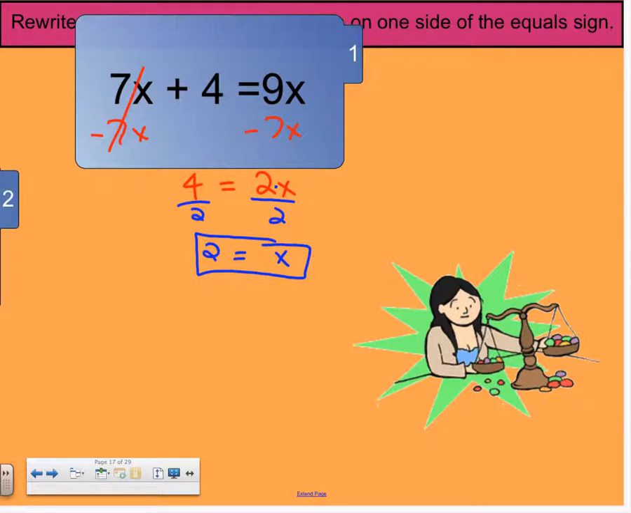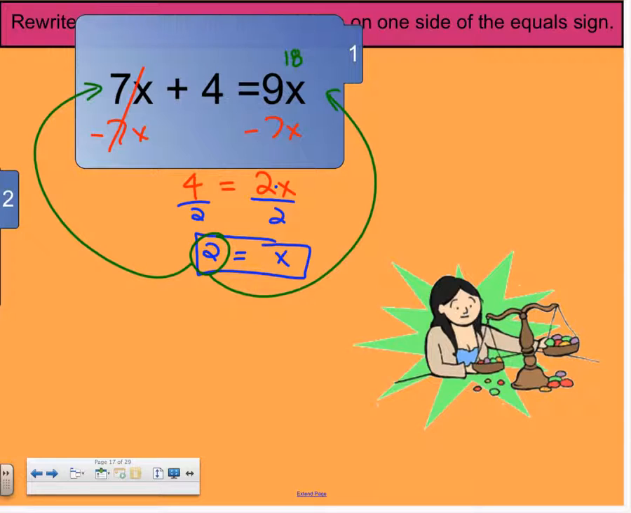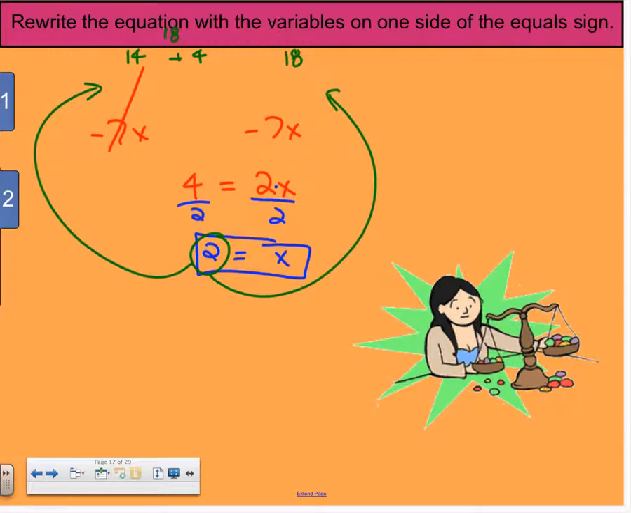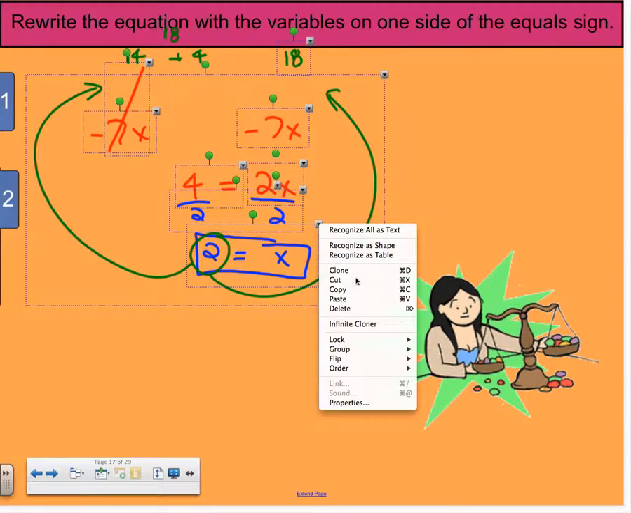Once again, as we always do, we're going to double check this answer. I'm going to take this 2 and I'm going to put it in both sides now. So if I replace x with 2, 9 times 2 is 18. On this other side, 7 times 2 is 14 plus 4 also equals 18. Both sides equal 18. So we are good to go. So that is example 1 in your book. We're going to do a couple more, and then we're going to let you get started.